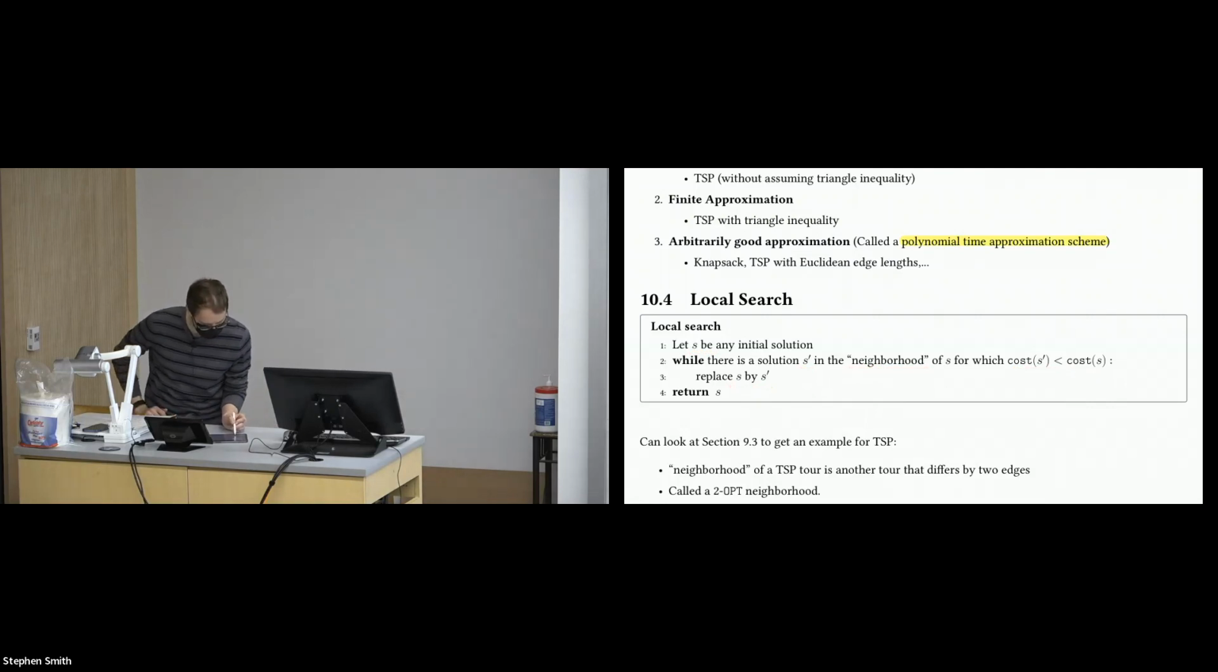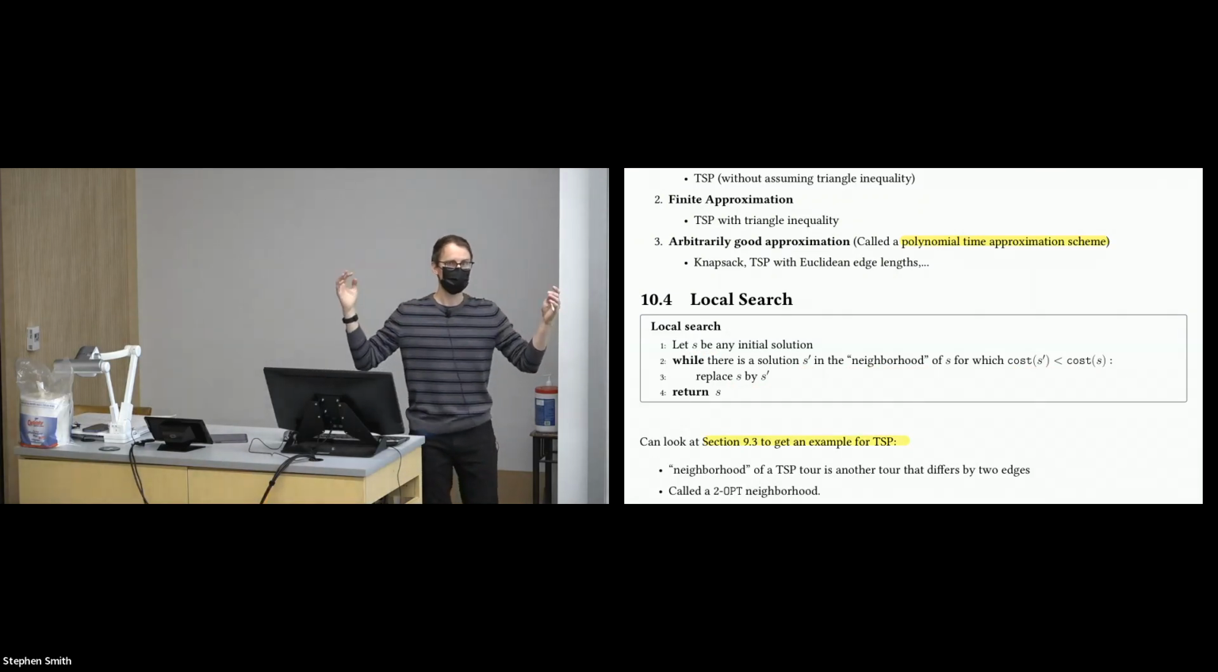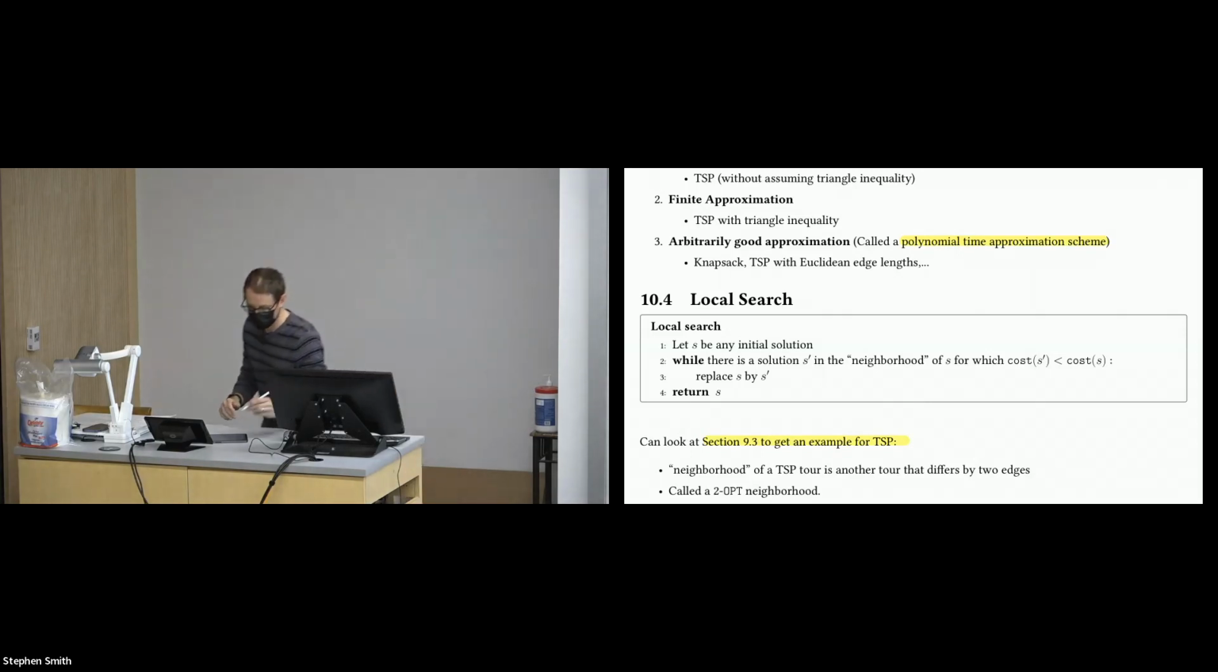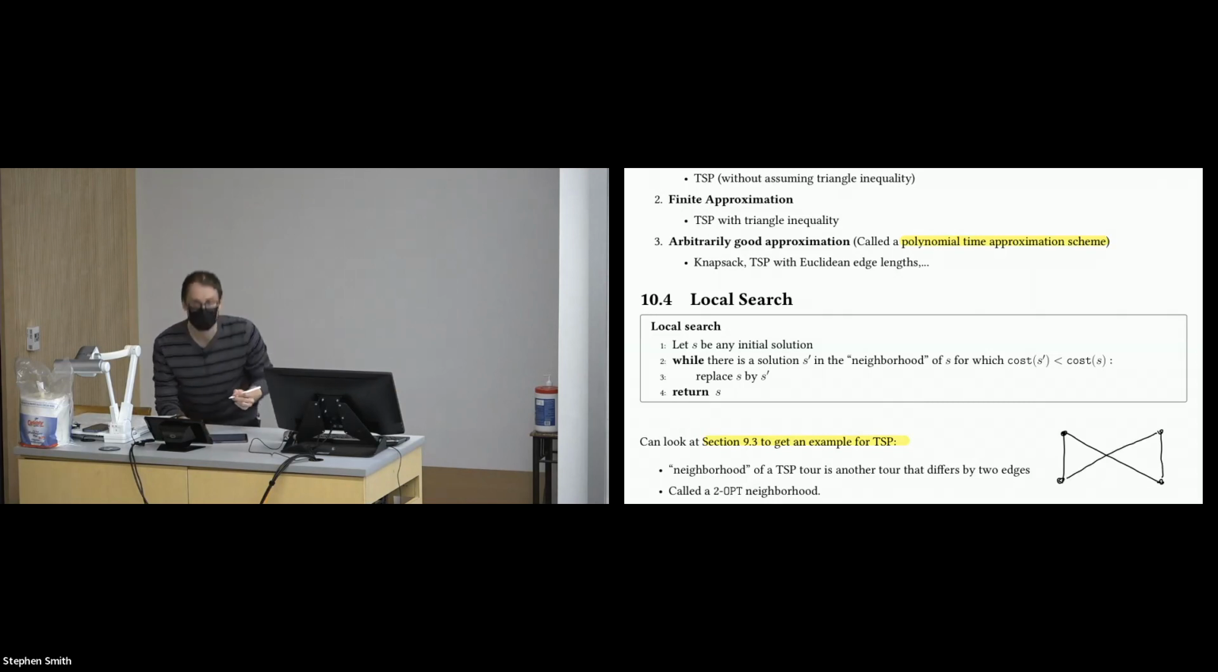In section 9.3 of the text, there's an example for TSP, where basically the notion of neighborhood is a tour that differs by only 2 edges. So the picture, I think, describes it all. Let's say that somehow I arrived at this tour. Oops, that's not what I wanted to draw. That tour, then I can undo the cross. A tour that differs by only 2 edges is one where I delete those 2 crossing edges and instead I add in these 2.